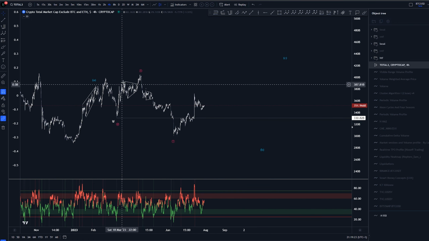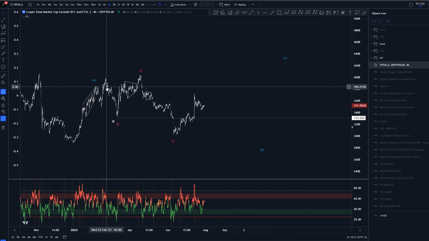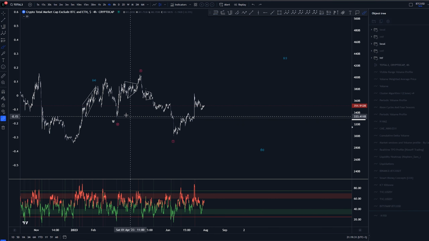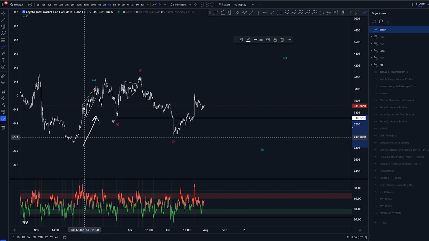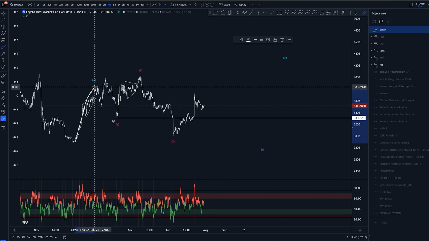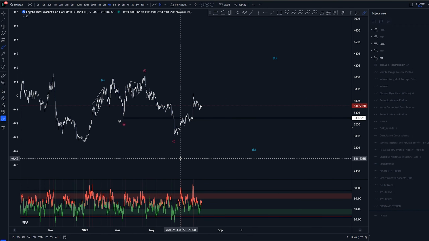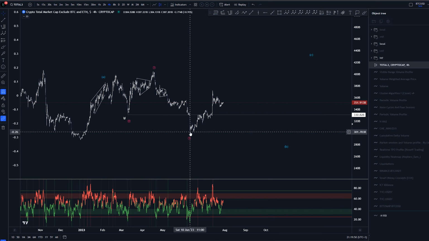Now, overall, we are still within the same idea that we were talking about last time, where we had a decently clear structure here as a three-wave structure. Again, we don't have an impulse to the downside. We had a fairly decent move from the end of last year, or basically the start of this year, going up, and then we corrected that move, and then we have been moving to the upside ever since that 10th of June.